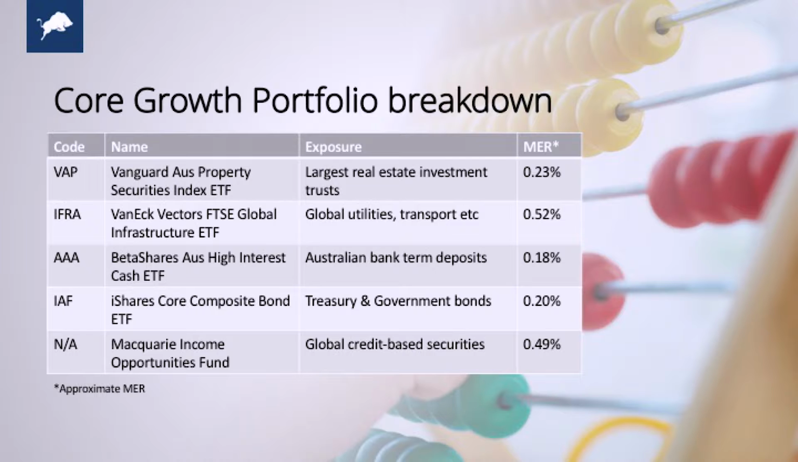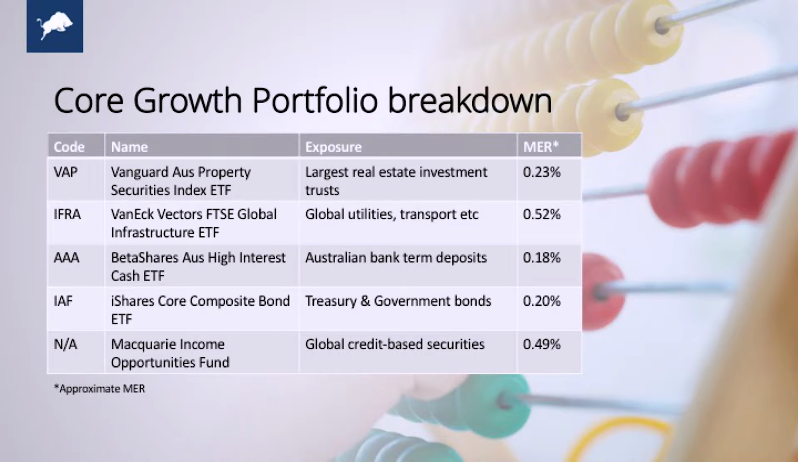Then we have the iShares Core Composite Bonds ETF, which gives us exposure to Treasury and government bonds. Okay, it's quite difficult for an individual to go out there and buy some Treasury and government bonds, hence why getting them wrapped up in one ETF is pretty neat and handy.